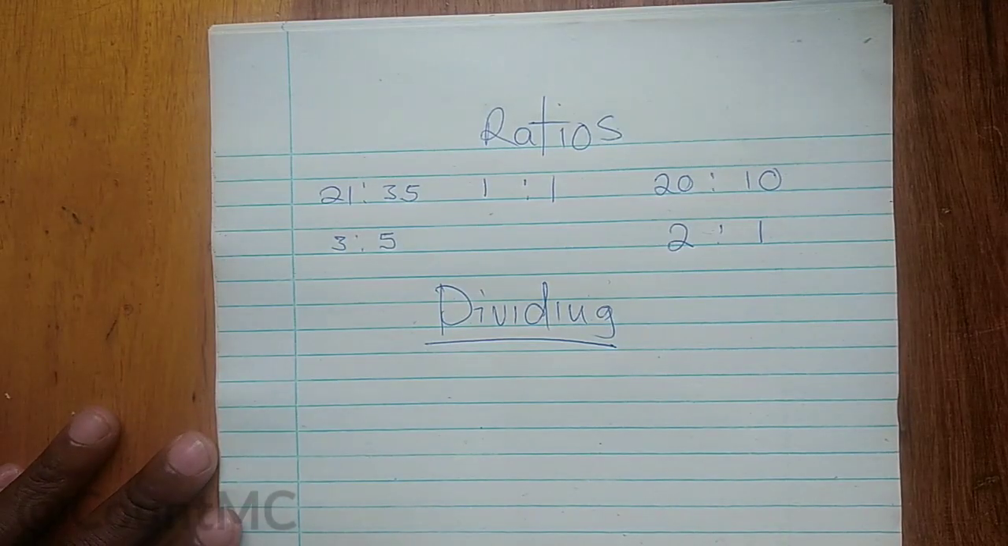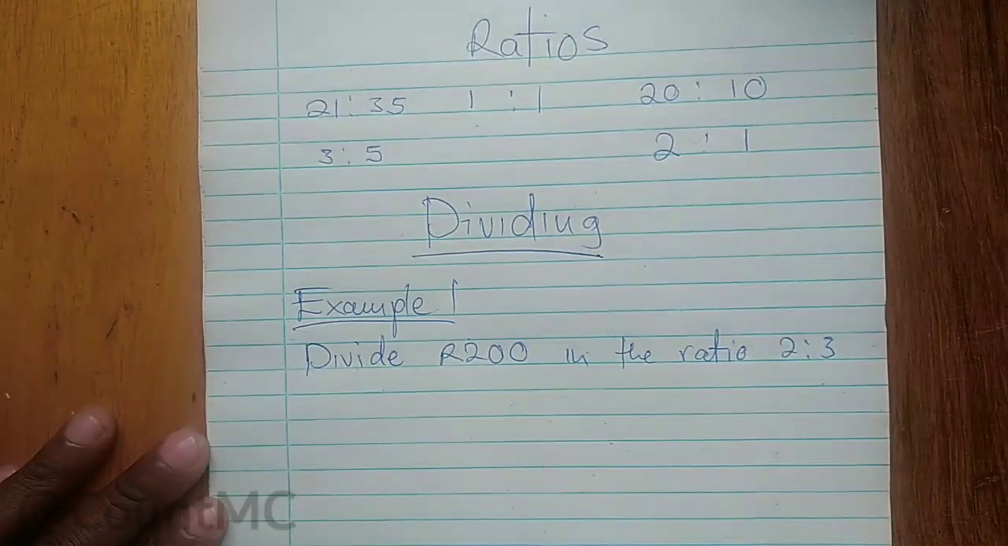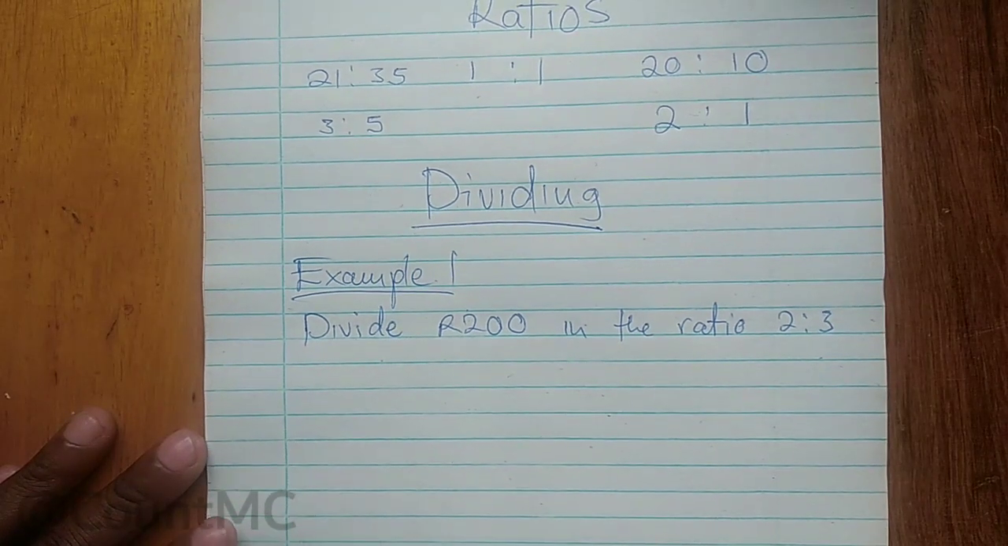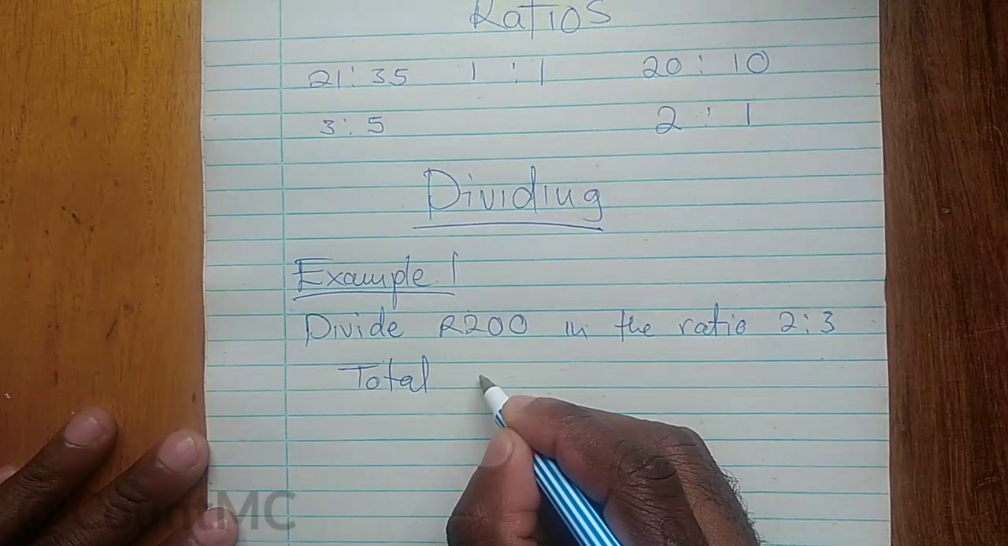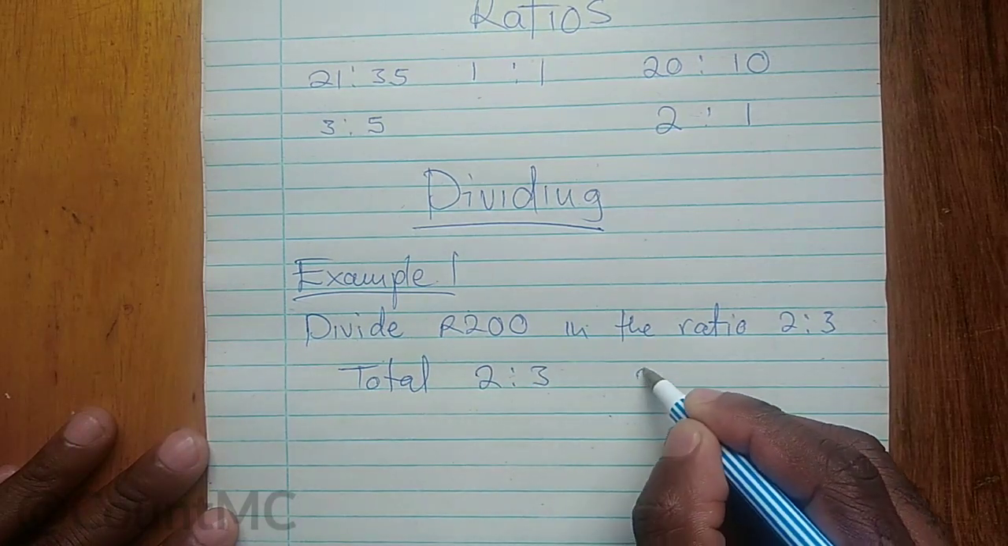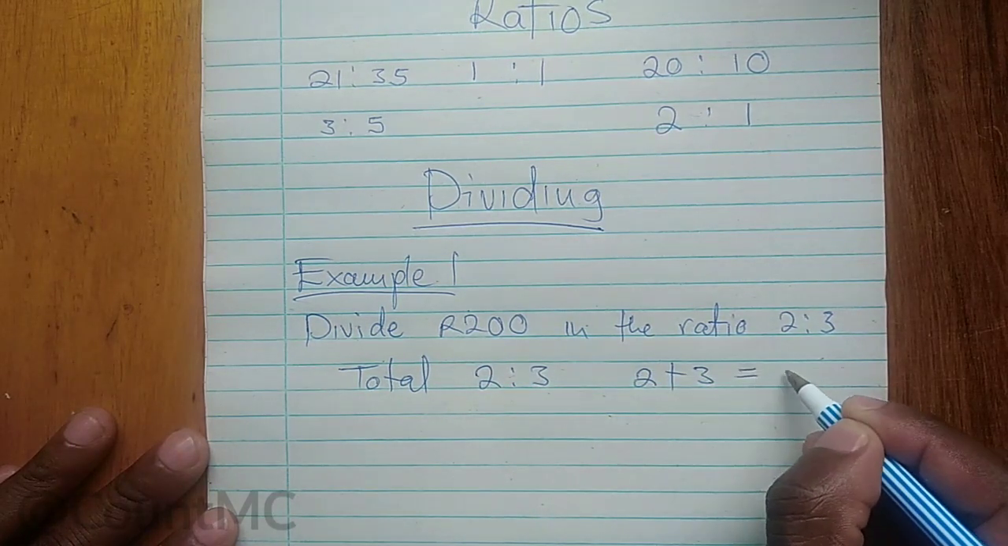Okay, so that was a brief introduction to ratios. We want to talk about examples where you will be dividing in ratios. So let's start. Example 1. Divide 200 in the ratio 2:3. So whenever you are using ratios to divide to two or more parts, you have to find the total first. So the total of the ratios, you were given 2:3, so you say 2 plus 3 is equals to 5.